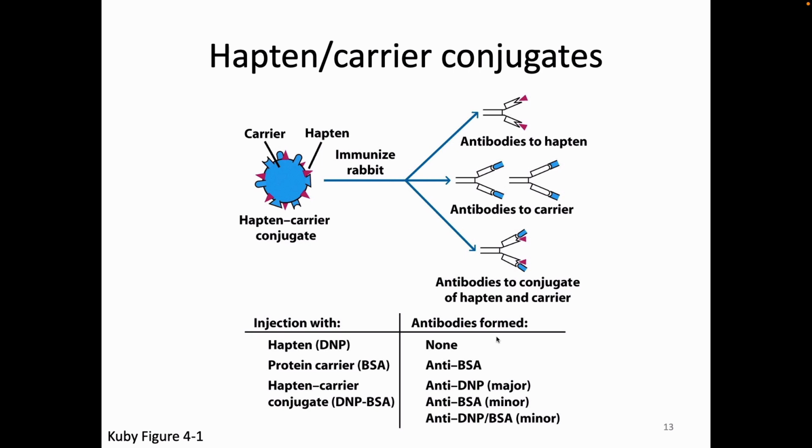And you can see this in this figure from your textbook as well. So usually what you'll do is you'll take your little hapten, which here is a red triangle. They're calling it DNP. And if you just inject that hapten by itself, you get no antibodies because there's no possibility of T cell help.